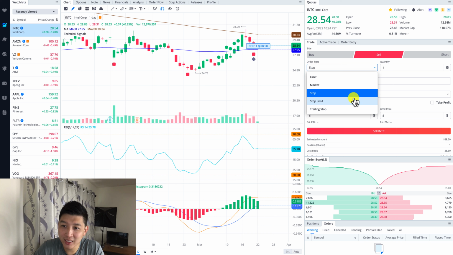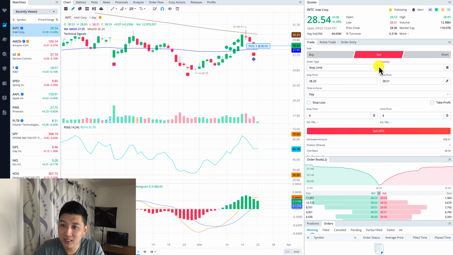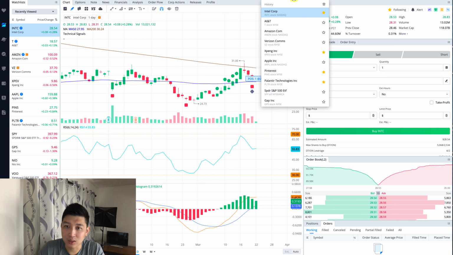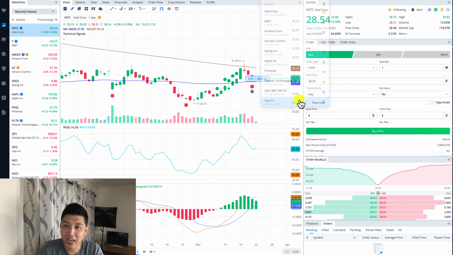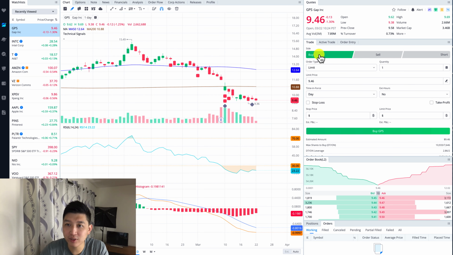Almost done here. And then stop limit is the next one that I want to talk about. Let's go to a buy, stop limit. So let me switch over to Gap over here real quick. So Gap right over here. I'm gonna just start fresh. Gap right now is trading at 946.